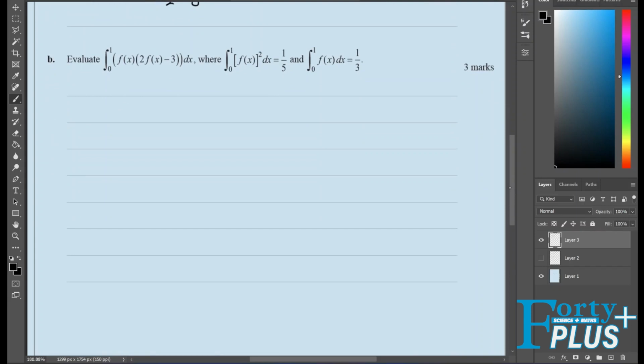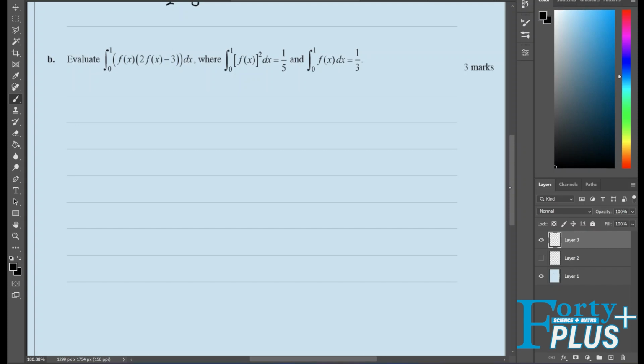Part B. They're asking us to evaluate the integral from 0 to 1 of f(x) outside of 2 times f(x) minus 3 dx, where the integral from 0 to 1 of f(x) squared dx equals 1/5, and the integral from 0 to 1 of f(x) dx equals 1/3.